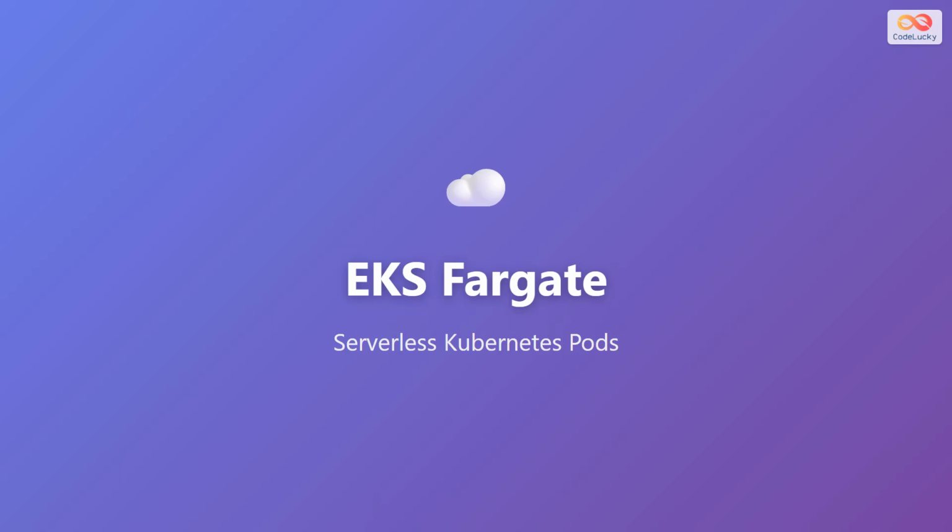Today, we're exploring EKS Fargate, Amazon's serverless solution for running Kubernetes pods. With EKS Fargate, you can run your containerized applications on AWS without the burden of managing the underlying server infrastructure. This means no more worrying about provisioning nodes, configuring instance types, or maintaining server fleets. Let's dive into how Fargate transforms the way we deploy Kubernetes workloads on Amazon Web Services.